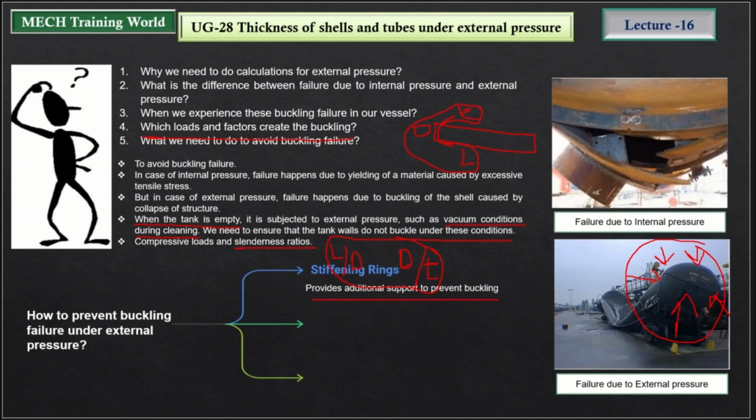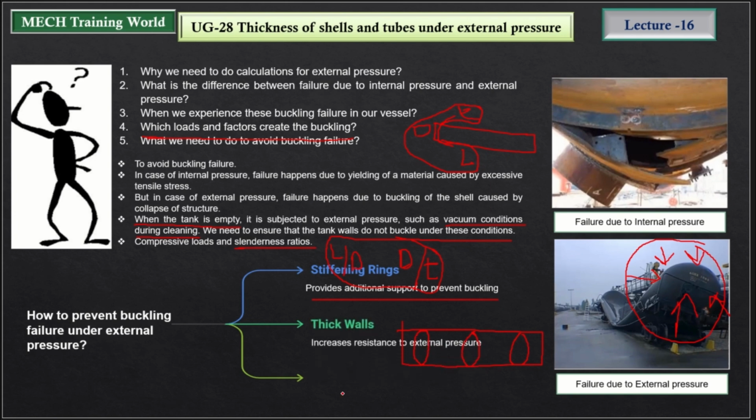Stiffener rings means round. If this is your vessel, stiffener rings look like this. It is round, so it will give additional support to your vessel, and it will try to avoid the buckling failure, guys.